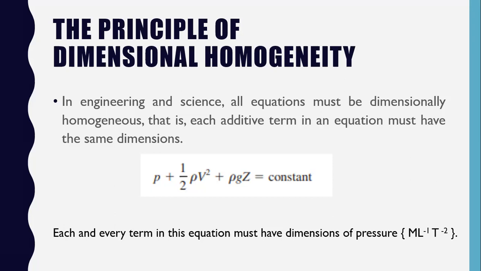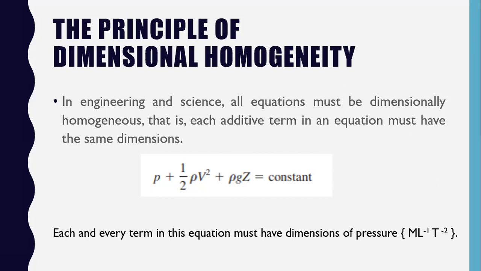For example, take Bernoulli's equation: pressure plus half rho v square plus rho g z equals constant. Each term in this equation has the same dimensions. For example, pressure has the dimension M L power minus 1 T power minus 2. Likewise the term rho v square also has the same dimension, M L power minus 1 T power minus 2. And rho g z also has M L power minus 1 T power minus 2.